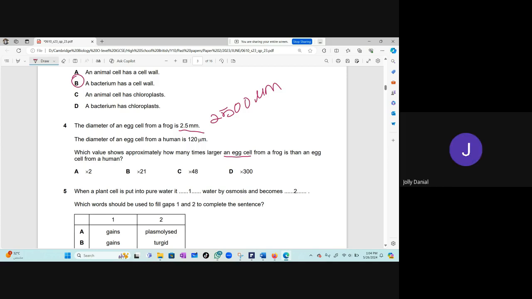We're going to divide. 21. Yes, how did you get 21? I divide 2,500 by 120. Yes, okay. It's going to be 20.8 or times 21. So 2,500 divided by 120. This is going to be 20.8, or it's going to be 21 times bigger. So the answer is times 21.